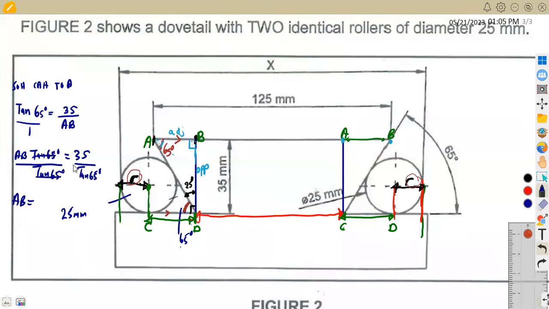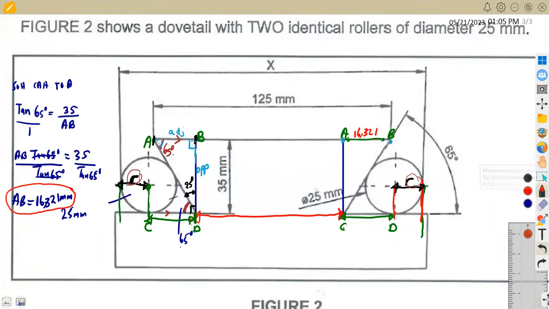So this can cancel. So AB is 35 divided by tan 65, which is going to give us a decimal of 16,321 millimeters. Okay, so here we have managed to determine AB, which is the same as this AB that we have. So this is 16,321, same with this part, 16,321. Okay, we have calculated AB.